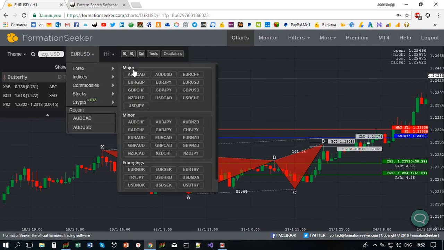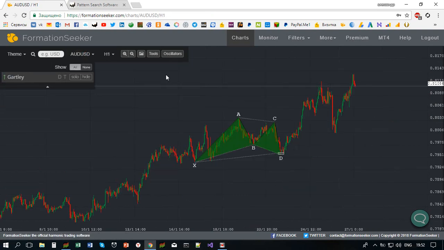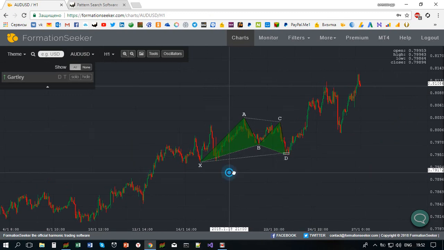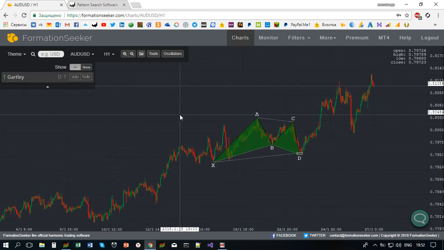If you want more examples, let's go, and I don't know what else. We have Forex, Aussie dollar 1 hour. What is this? Winning Gartley pattern. Yes, I like that Gartley because it is a winner.